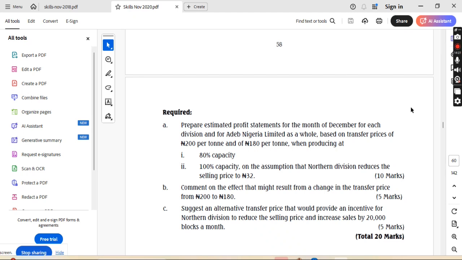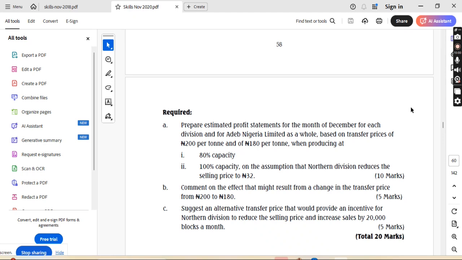Class, you have to do what? You have to prepare a profit statement based on the 200 per ton and 180 per ton, which means the transfer price is of two ways, right? The 200 per ton and 180 per ton, when producing at the 80,000 capacity. Oh, 80% capacity.